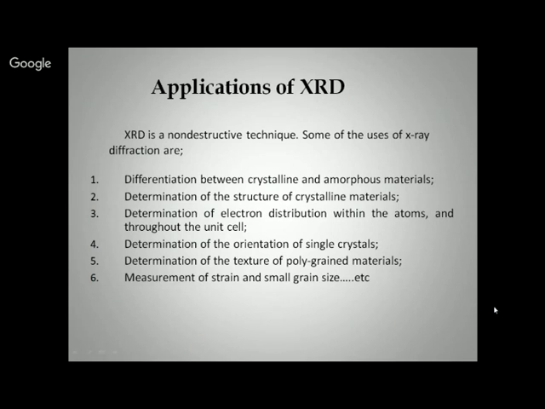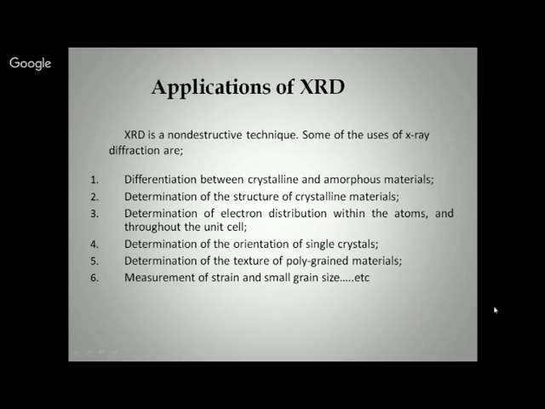So these are some applications of the X-ray diffraction technique, which is very, very important if you want to work in the field of material science or nanotechnology. So the first one is the differentiation between crystalline and amorphous materials. If you are getting peaks in the X-ray diffraction pattern, that means your material is crystalline. But if you are not getting any peak, that means your material is amorphous.